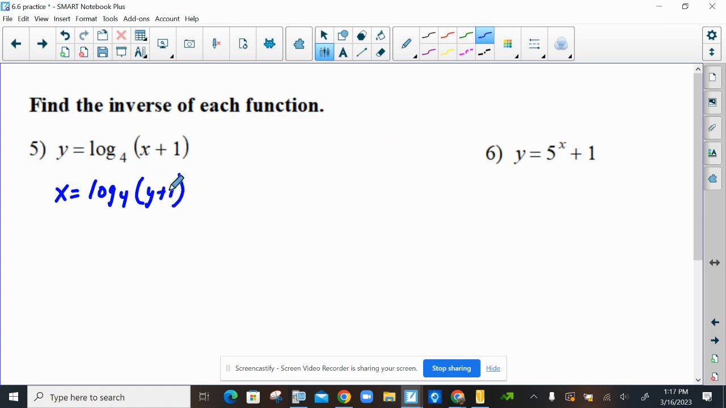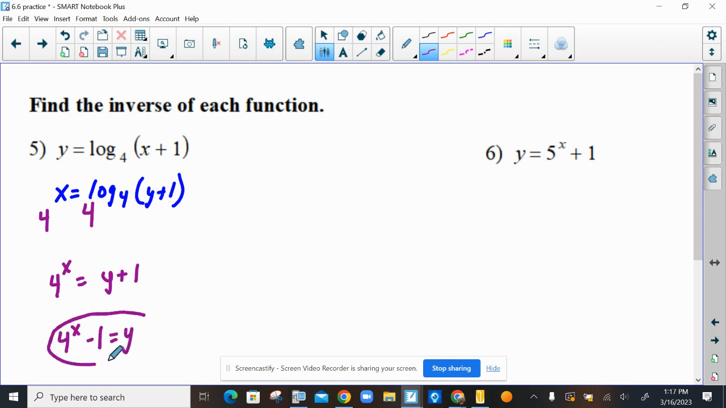Since this is in parentheses, I have to get rid of the log base 4 first. So I am going to put a 4 underneath the log. I'm basically exponentiating. And then on this side, it's 4 raised to the x. So we're left with 4 raised to the x equals, the log disappears. And I can drop the parentheses, which leaves me one last move, and that is to subtract a 1. And there we go.